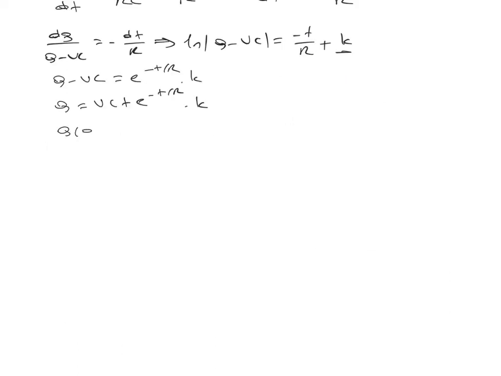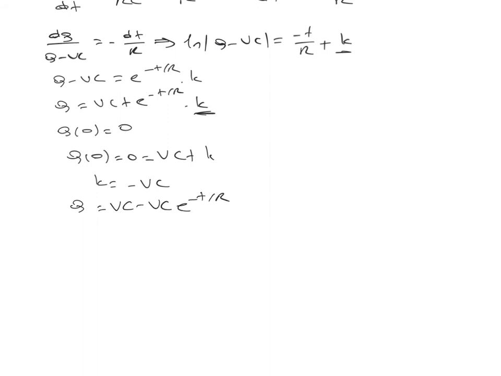And in the problem, q0 is given as 0. And we will use this initial value in order to identify the exact value of the constant k. So by using this initial value in our equation here, q0, which is 0, is equal to VC plus k. And from here, k is equal to minus VC. By using this k value in our equation again, q is equal to VC minus VC times e to the minus t over RC. And q of t is equal to VC times (1 minus e to the minus t over RC). This is the solution that we look for.